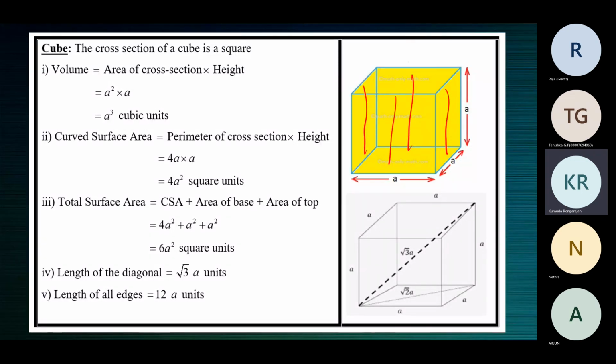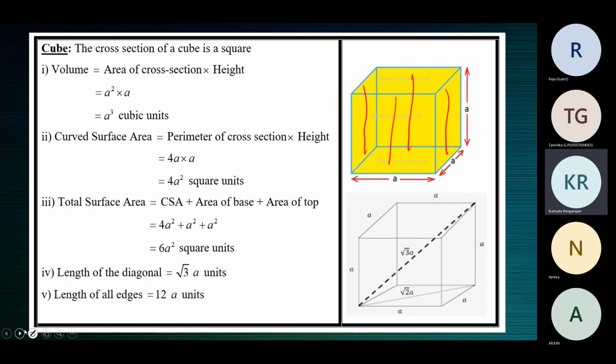The top and the bottom face are horizontal. They're like sleeping. The side faces, and the front and back face, they're vertical, they're standing. These 4 vertical faces make the curved surface area of the cube.